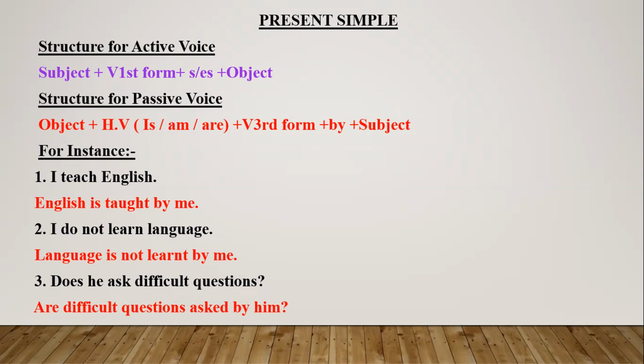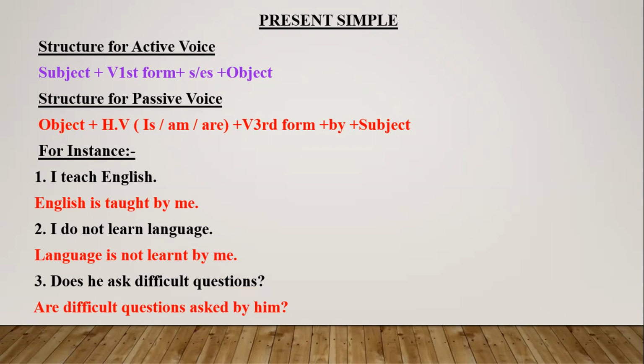I do not learn language. So basically, we have to find out an object in that particular sentence, that is language. So we take language as an object. After object, we use helping verb, that is is. Because the sentence is negative, we'll use not, and we use third form of learn, that's called learned, by me. So the passive voice would be language is not learned by me.